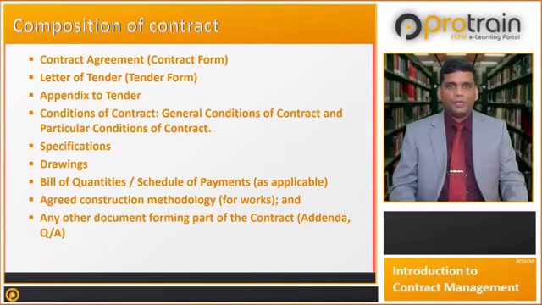Conditions of contract refers to the general conditions of the contract and the particular conditions of contract. General conditions of contract are customized by using the standard contract forms. The particular conditions of the contract are a customized form of the general conditions of contract wherever the general conditions of contract are not applicable. Particular conditions prevail over the general conditions.